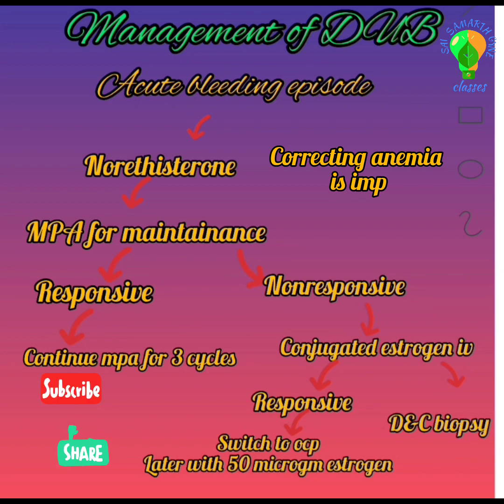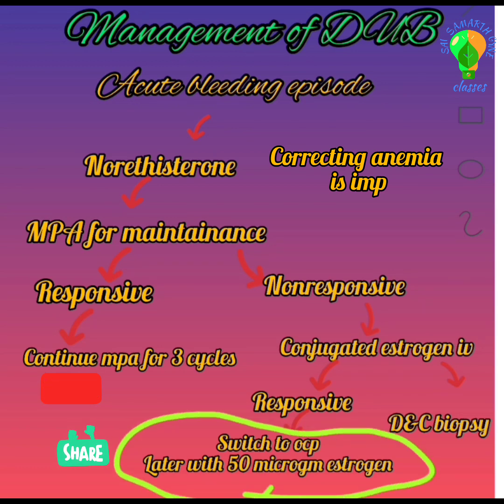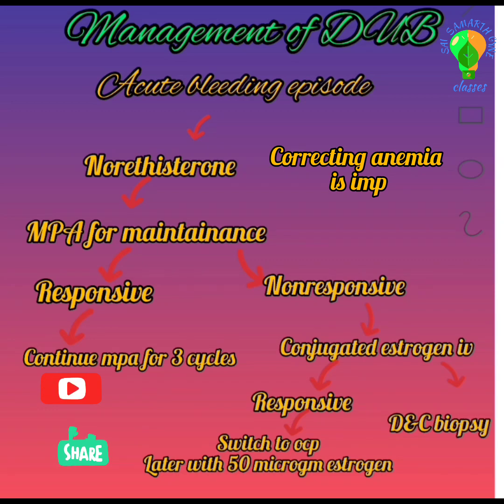If she responds to injectable estrogen, then you can later on switch to oral contraceptive pills which contain at least 50 microgram of estrogen. So this is a higher dose of estrogen. The low dose contraceptive pills, they contain 20 microgram. Isn't it? अगर इतनी heavy bleeding है, oral tablet से भी respond नहीं किया, injectable से भी respond नहीं किया, तो फिर इस एज ग्रुप में भी आपको DNC बायोप्सी ही लास्ट रिजॉर्ट, लास्ट ऑप्शन बचता है.